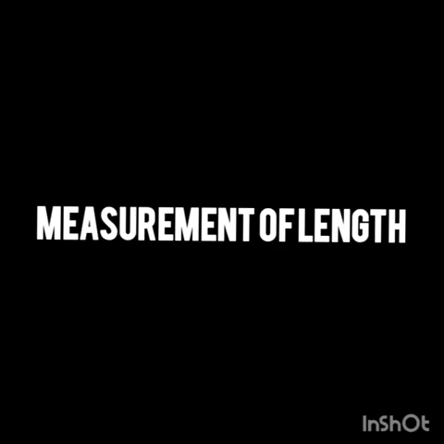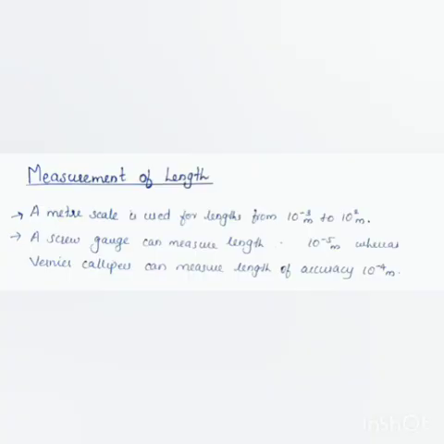In the chapter Units and Measurement, now we are going to know about measurement of length. The usual method of measurement of length is the direct method, which is by using a meter scale. We know that from a meter scale, the minimum length that we can obtain is a millimeter, which is 10 raised to minus 3 meter. And the maximum that can be measured directly is about 100 meters, which is 10 raised to 2 meter.